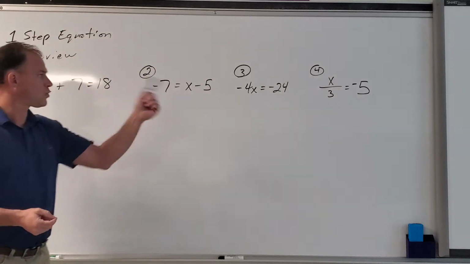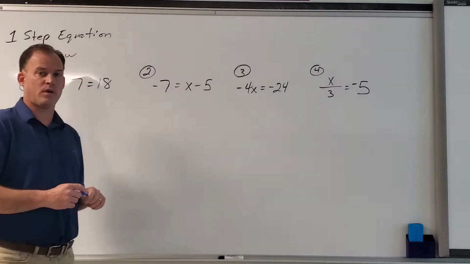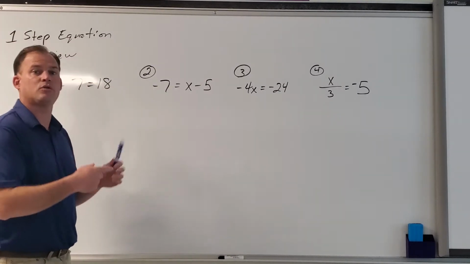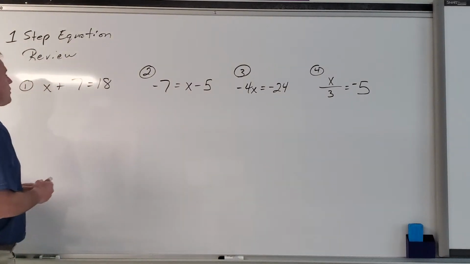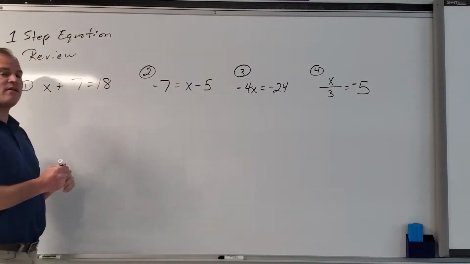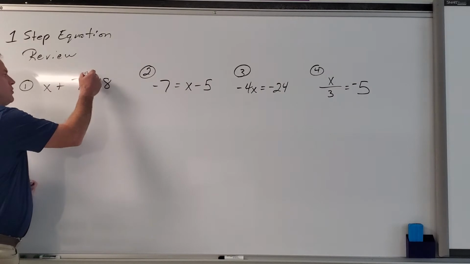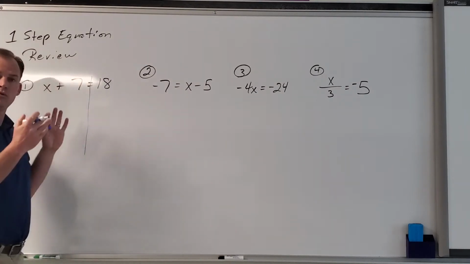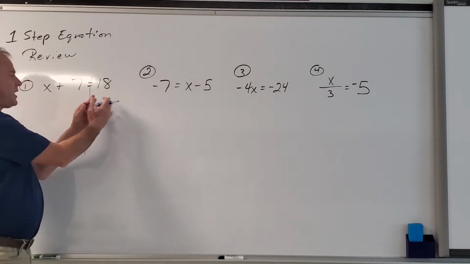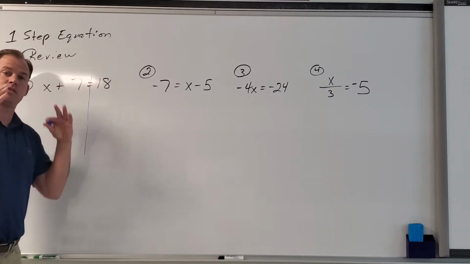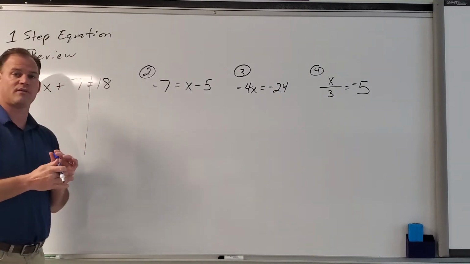So I want to do a quick review of solving one-step equations, although the new section is going to be multiple steps. So just want to remind you of a couple of things. One, when you have an equation, it's very helpful to put this line here so you know the left side and right side have to be balanced. Whatever you do to one side of the equation, you always have to do to the other.